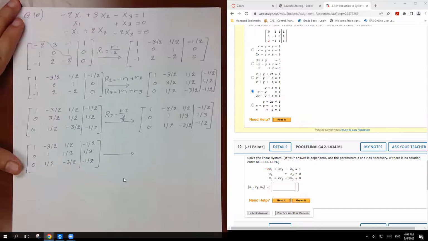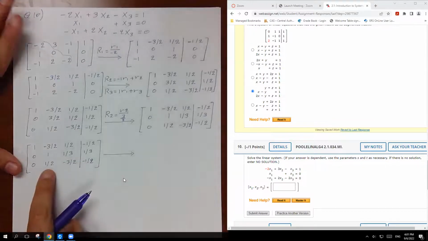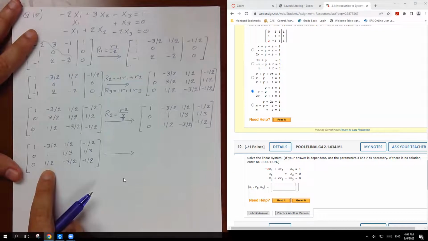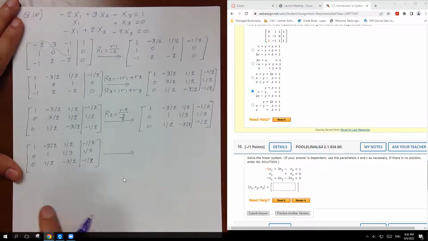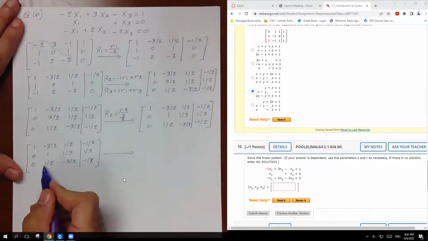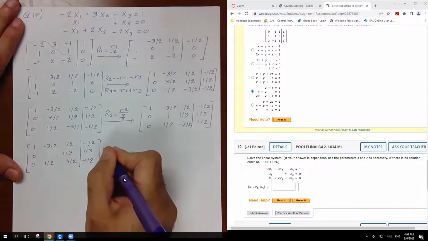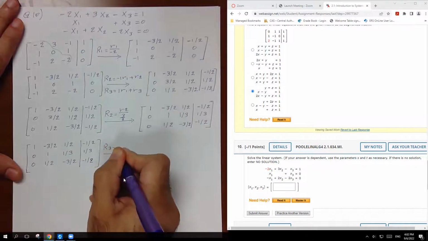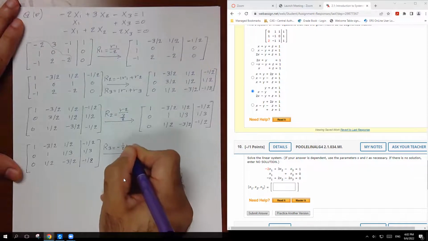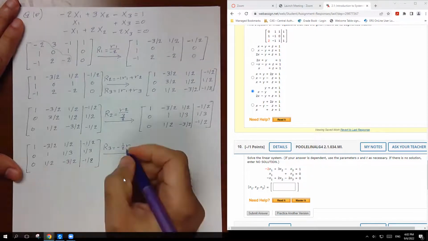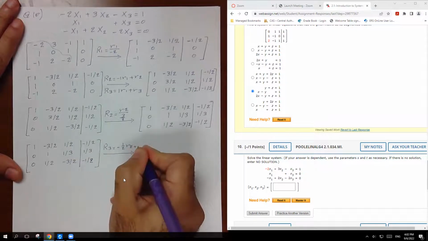Now, next step, I'm going to convert this number to a 0, because that's our goal, convert everything here to 0. So we're going to use the back substitution method. So I need to convert this one to 0. That means R3 is going to be negative 1/2 times R2 plus R3.